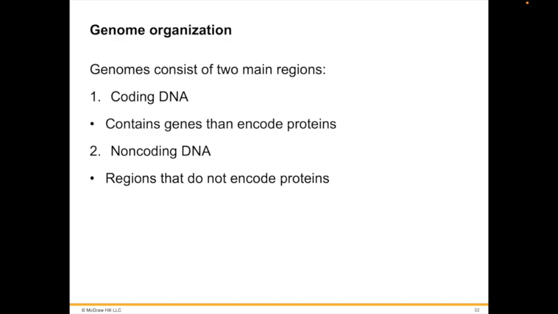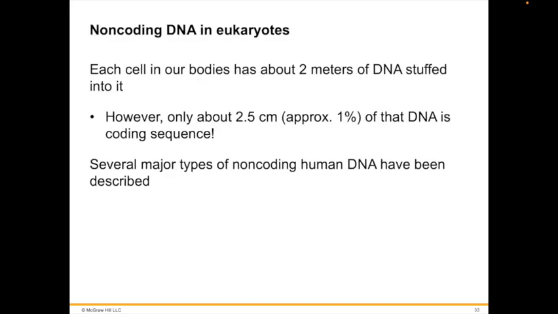So now genome organization. Genomes consist of two main regions: the coding DNA, which contains genes that encode proteins, and then the non-coding DNA, regions that do not encode proteins. So non-coding in eukaryotes. Each cell in our body has about 2 meters of DNA stuffed into it. However, only about 2.5 centimeters, approximately 1% of that DNA, is coding sequence.